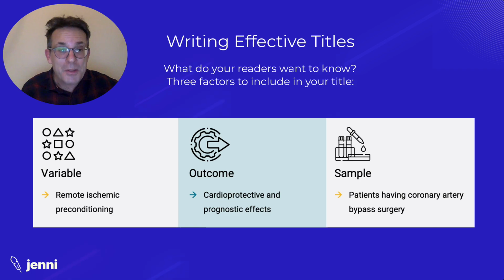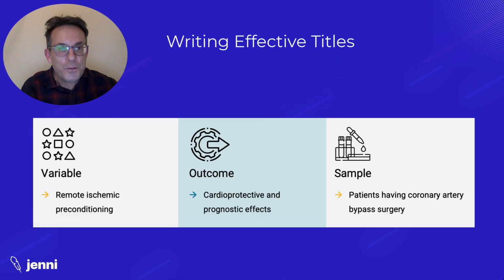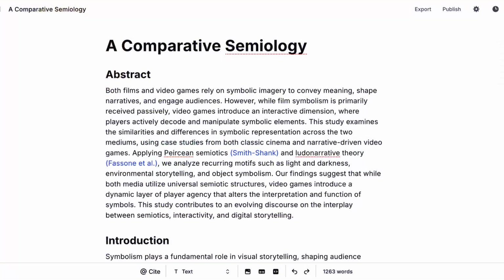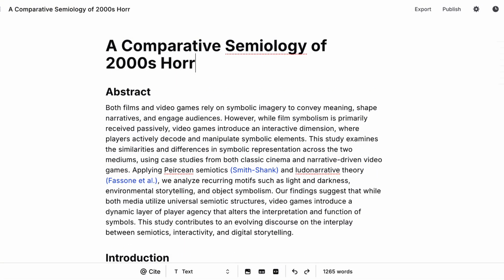Did you know that academic article titles less than 7 words in length actually get more readers? You'll get more citations if you keep your titles short and sweet. Keep it interesting. Less than 7 words for an effective title if you can. So prepare. A good title should contain the fewest possible words that adequately describe the contents of the study. Keep it short. Identify the main issue.